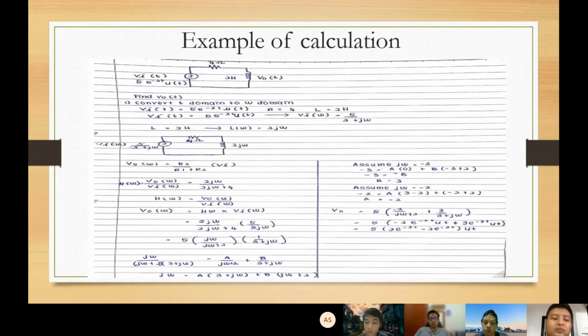First of all, we have to convert the T domain to the omega domain, as you can see from the example of the calculation that I have shown on the slide. Next, we must find the VR omega, and then we apply the inverse Fourier transform, and lastly we find the value using the partial fraction, and you can see the value of V out in the slide. That's all for how the calculation is done with the Fourier transform method.